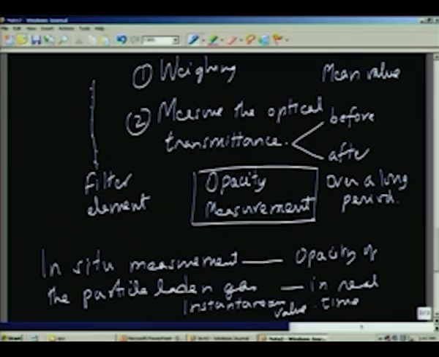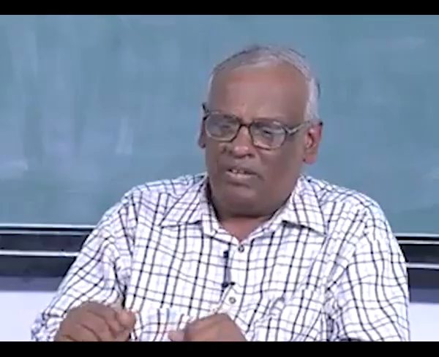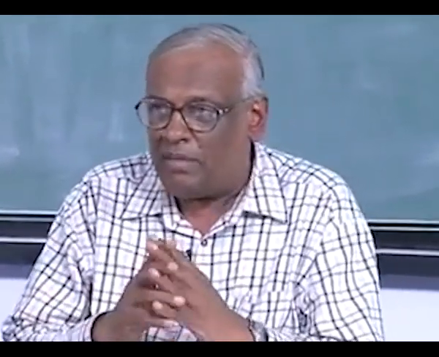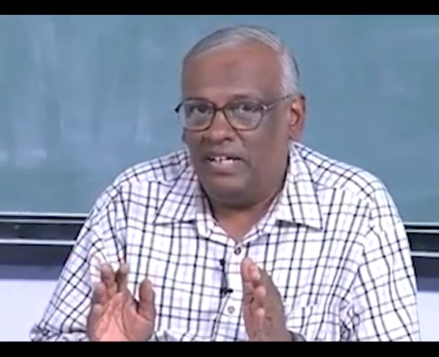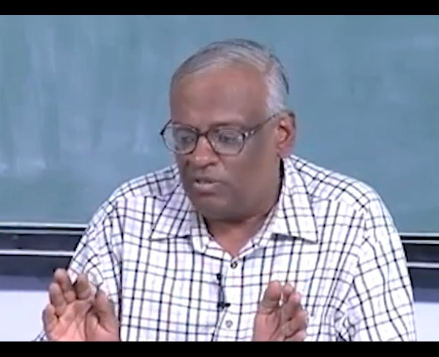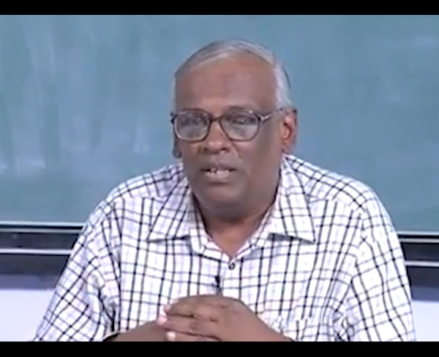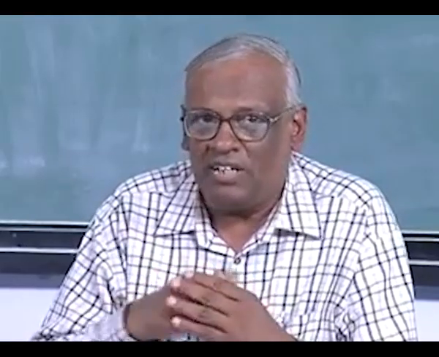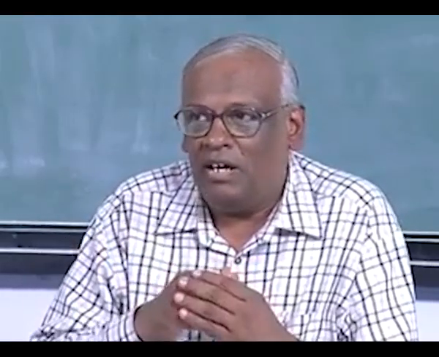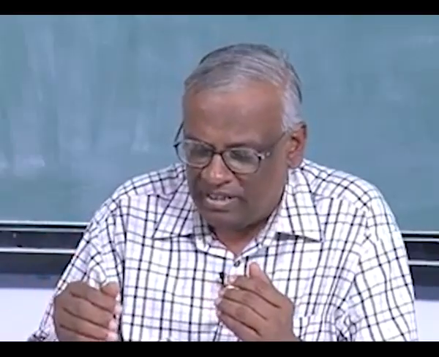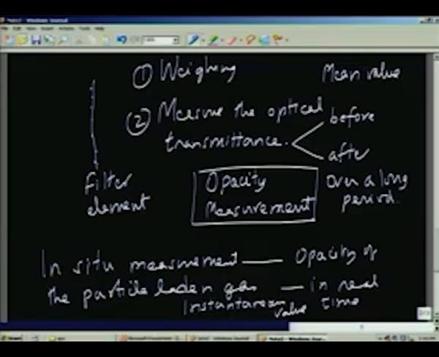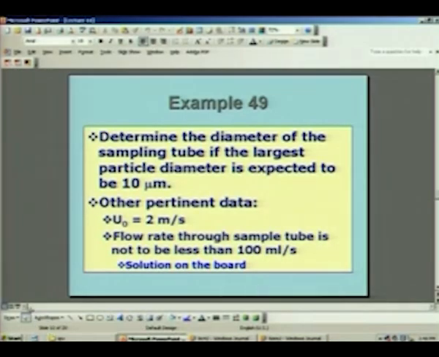Mean value means over a period of 24 hours, for example, you are collecting the sample on the filter element. Throughout the 24 hours, it may not have been exactly the same concentration. Concentration might have varied. Sometimes it might have gone up, sometimes it might have gone down. So, what we will get over a 24 hour period is the mean value. But supposing I want to know the rate at which it is produced over a period of time and how it varies with time, I can only do that by the in situ measurement. So, the in situ measurement is useful when you want to do it in real time. Let us look at that in some more detail.